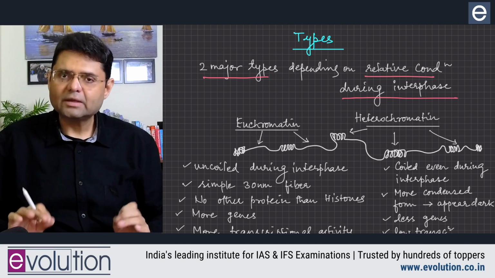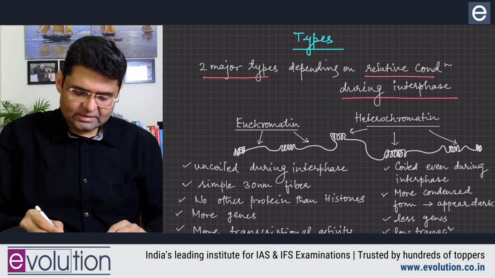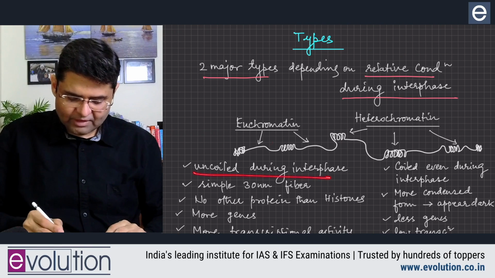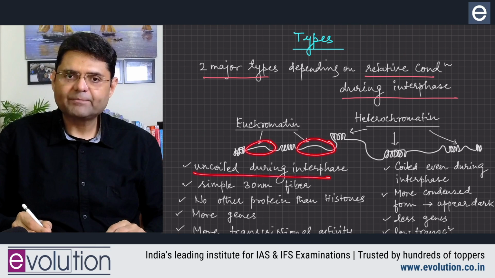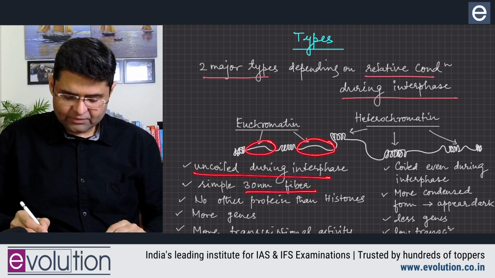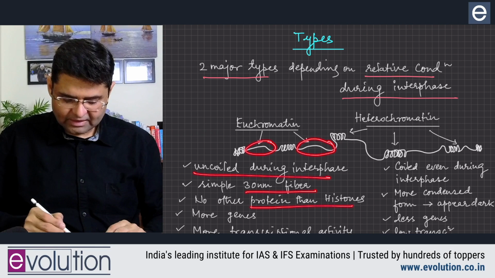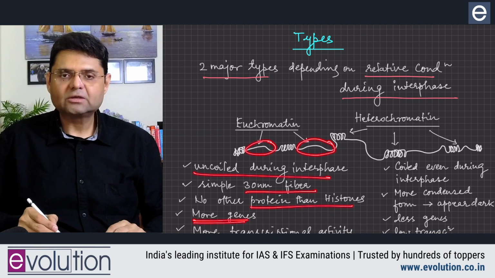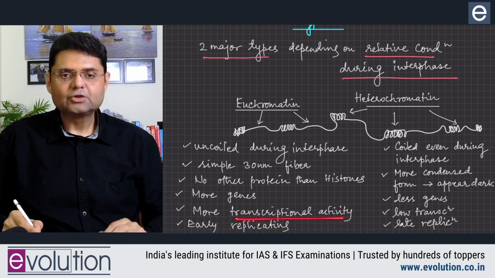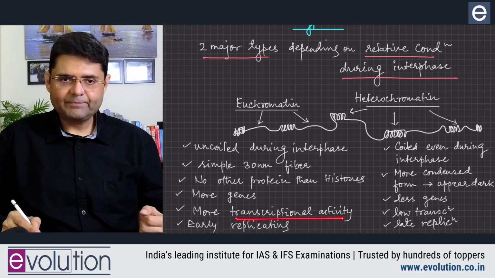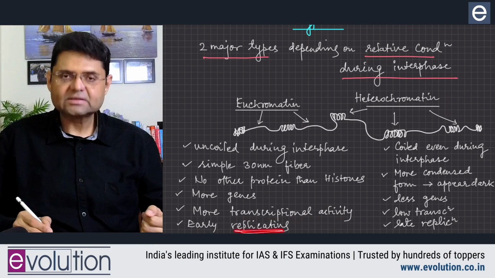So you have got euchromatin, that is uncoiled. This part is euchromatin, you see, it is uncoiled during the interphase. It is a simple 30 nanometer fiber. There is no other protein other than histone. It has got more genes. Apart from that, it is showing greater transcriptional activity, and it also replicates earlier.